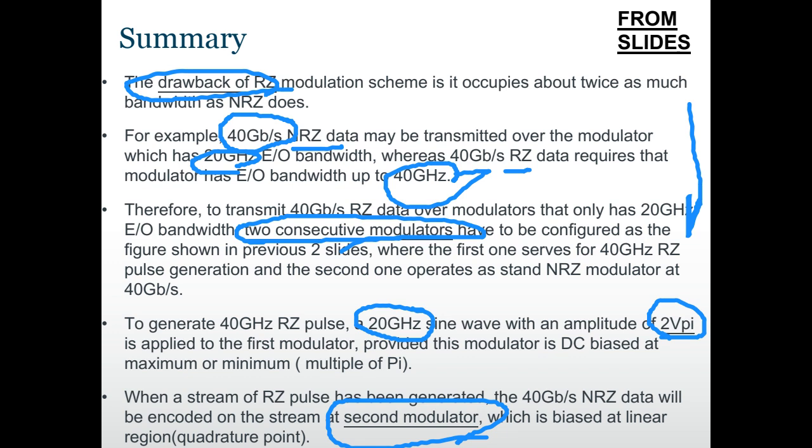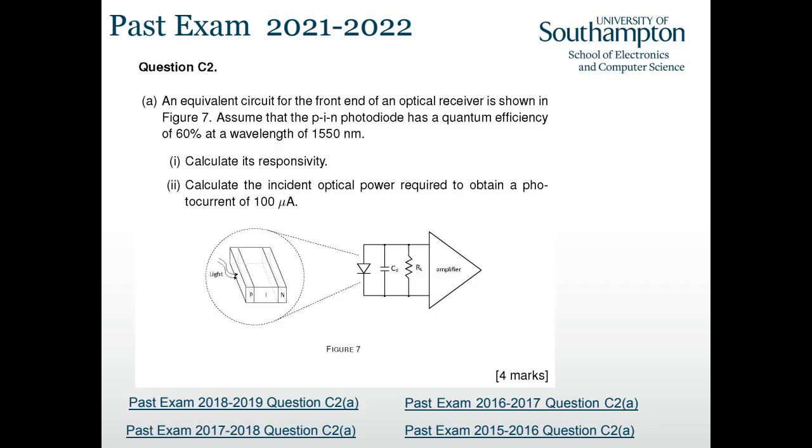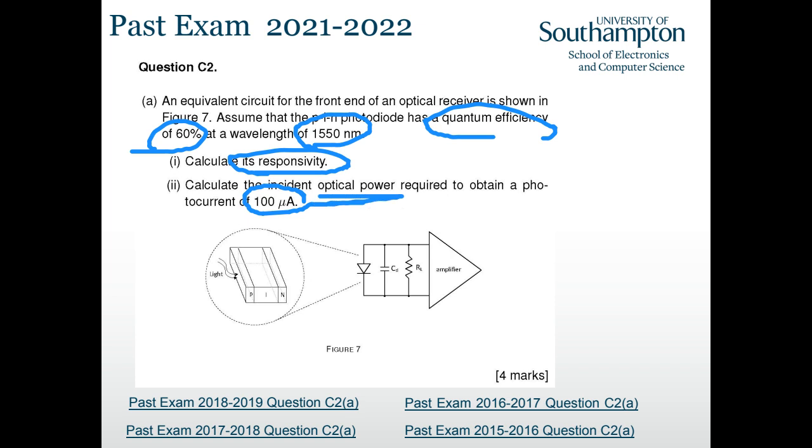Okay, next question. For the optical receiver, we have quantum efficiency here, and then wavelength here, and then you need to calculate the responsivity. And if you want this much of current, then you need to calculate how much optical power is required. So this question is the same as all these questions from past papers from other years.